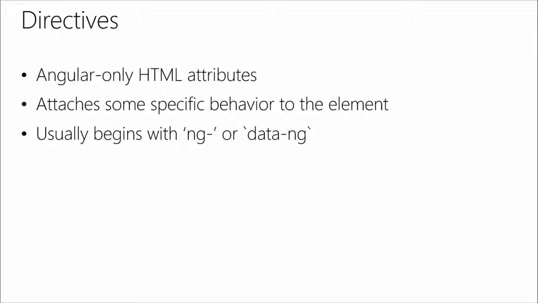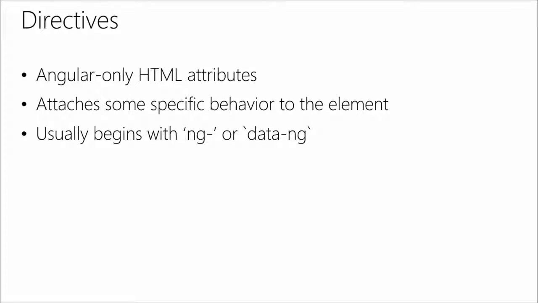You put them in your HTML tag just to denote that, hey, this is going to be an element that we're going to use with Angular, and it'll attach some specific behavior to the element. So for example, when we added ng-app to the HTML tag, that's saying, hey, this entire page is going to be an Angular application. And when we set ng-model on that text field, you're saying, hey, this text field is going to be an Angular data model.